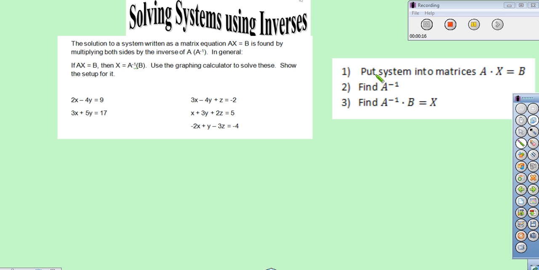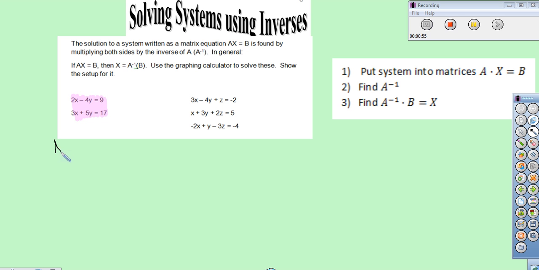So what we've done is set up a three-step process. Step number one is to take the system, this being the system right here, and put it into matrices: matrix A, matrix X, and matrix B. So let's go back and refresh and review that a little bit.